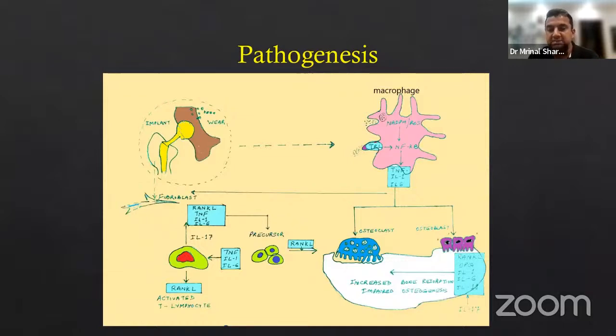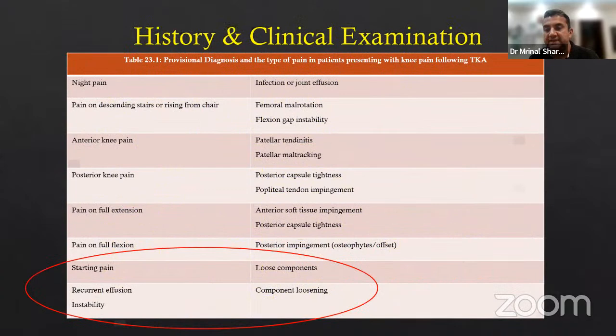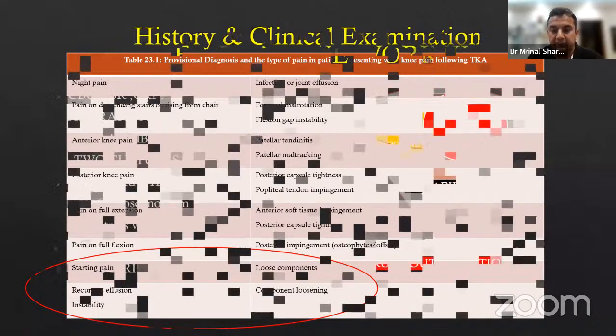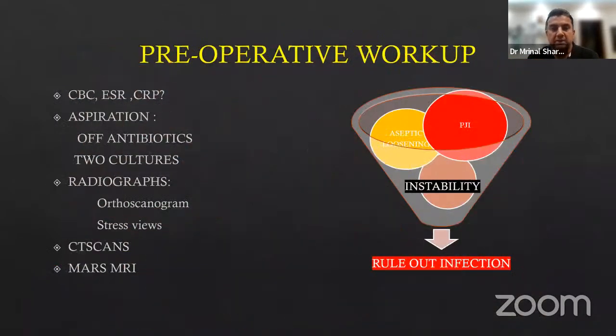So osteolysis and aseptic loosening are hand in hand. Initial osteolysis leads to loosening, which is called aseptic loosening because there is no infection involved. Usually the patient will present with startup pain, recurrent effusions, and instability if they have aseptic loosening. Preoperative workup is always done to rule out infection, because it is aseptic, so there is no sepsis involved in these kinds of loosenings.